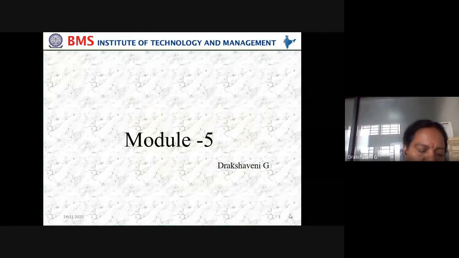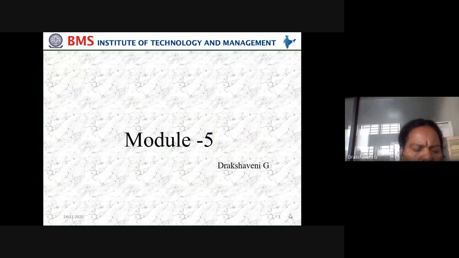So we've started with the fifth module. So the fifth and last module is the transaction module. So what is the transaction module doing? How the database transaction should be done.